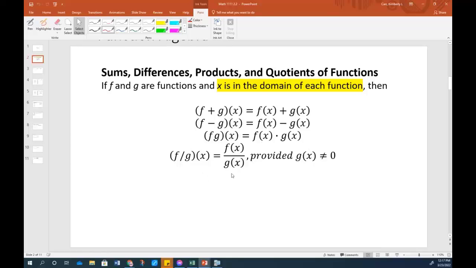Now, of course, when we divide, whatever you're dividing by is not equal to 0, which this says, provided g of x doesn't equal 0. Now, it is important, and this is highlighted, that for us to be able to do this, x has to be in the domain of each function. So if it's undefined for one of the two functions, then it's undefined when we put them together. It has to be in both of them.